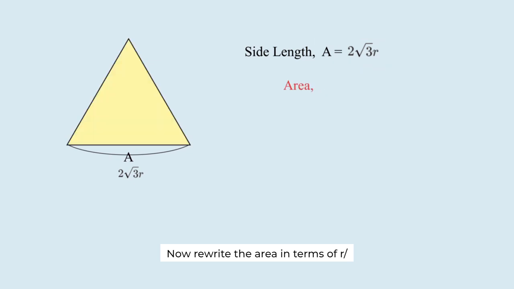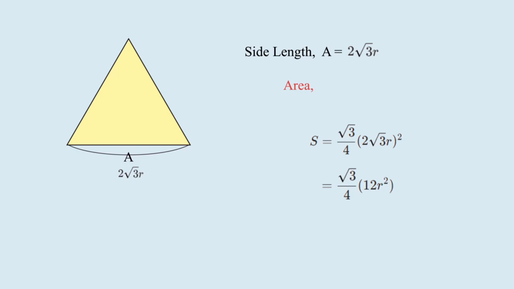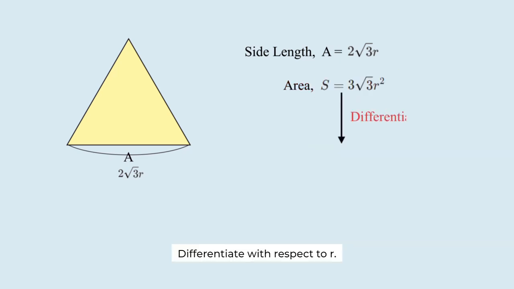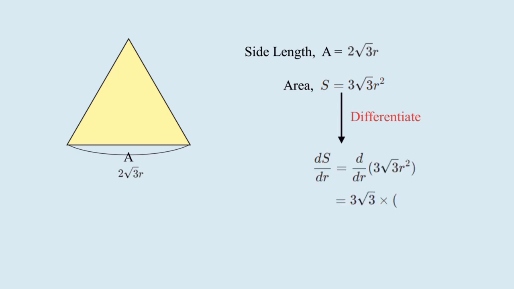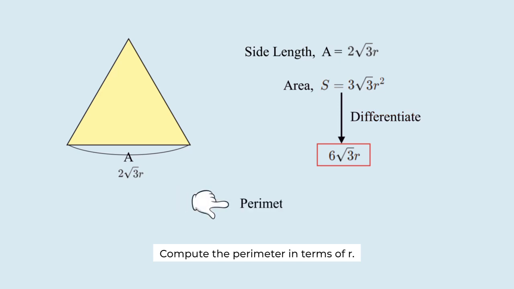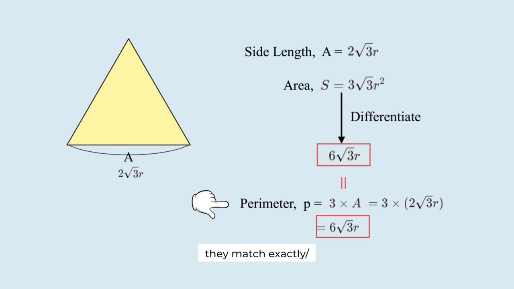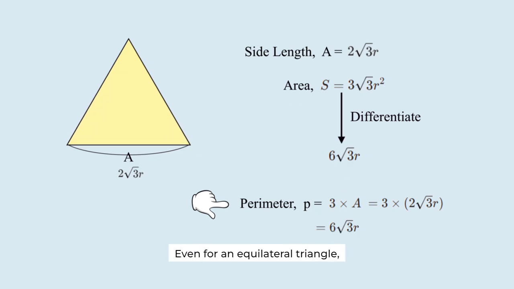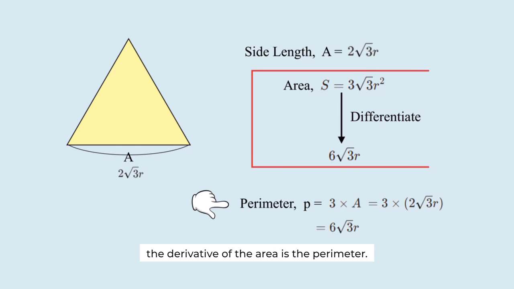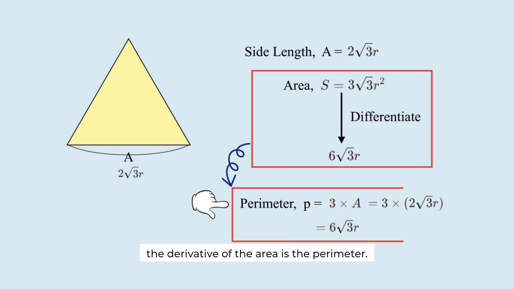Now rewrite the area in terms of r. Differentiate with respect to r. Compute the perimeter in terms of r. This time, they match exactly. Even for an equilateral triangle, the derivative of the area is the perimeter.